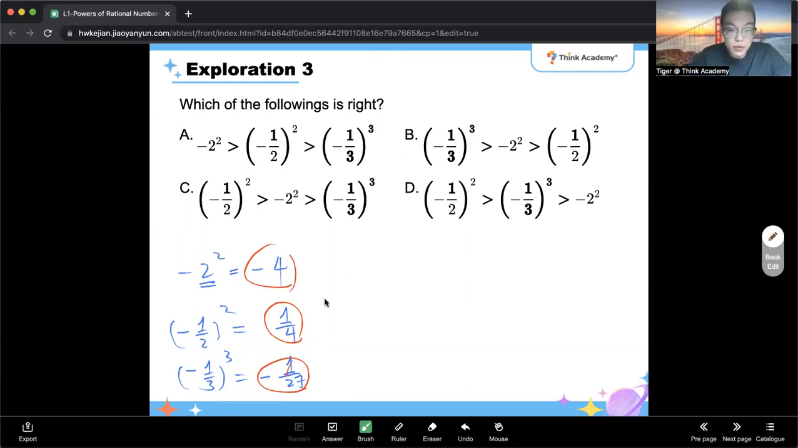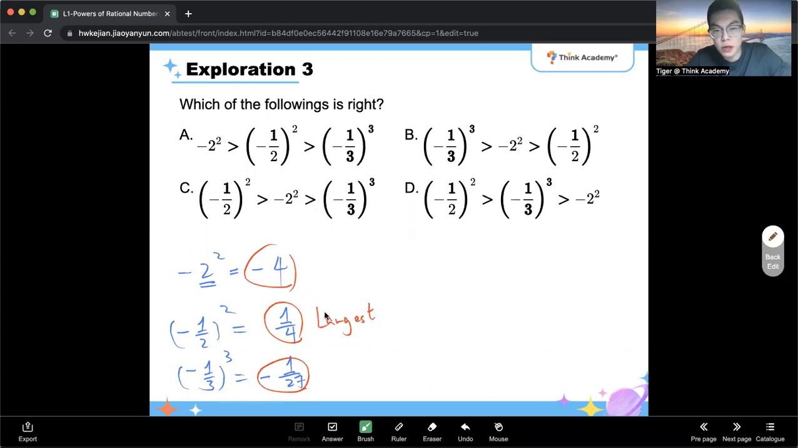Yeah, this one is definitely the largest, right? Like the 1/4. Because that's the only positive one. That's the only positive answer, right? Which means that this one has to be the largest.